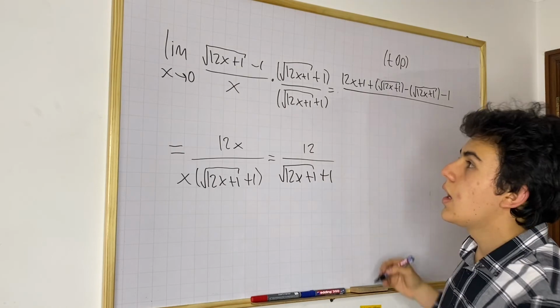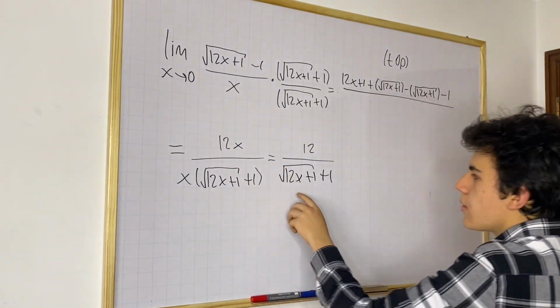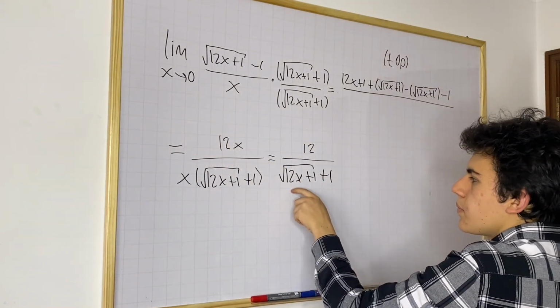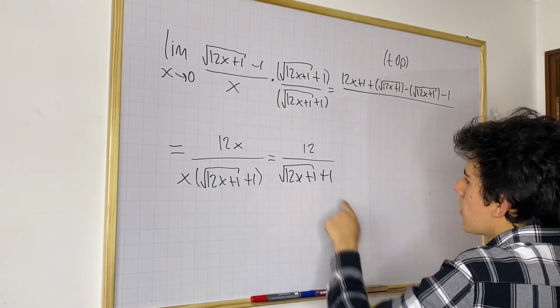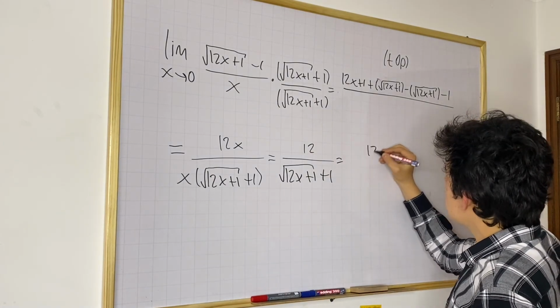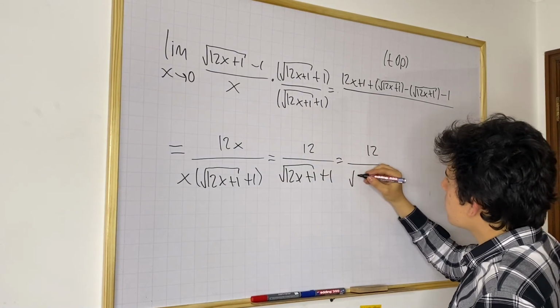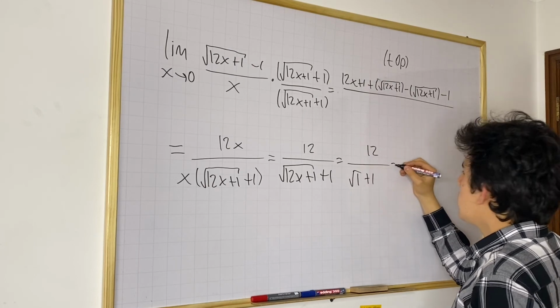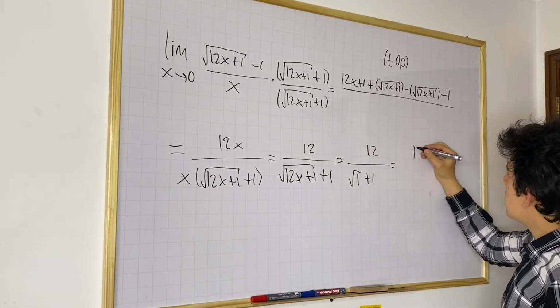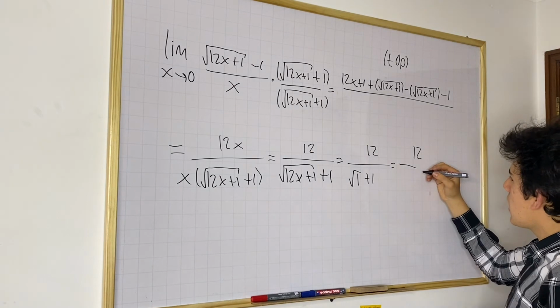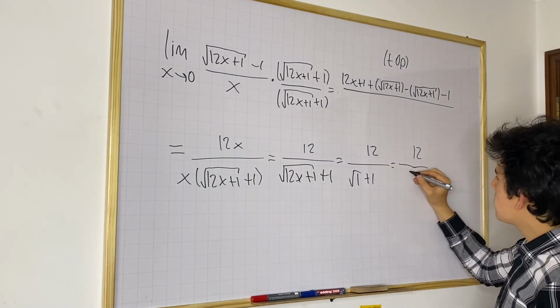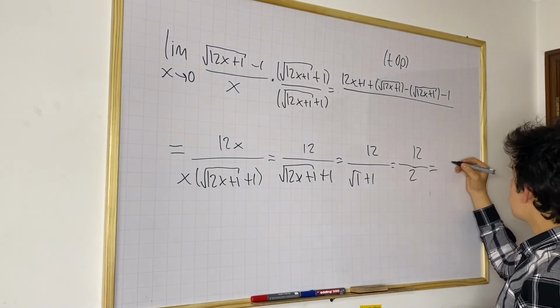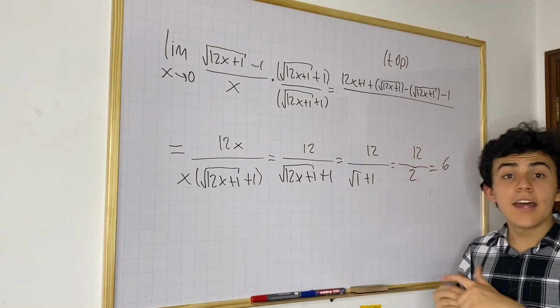plus 1. And now we know x is approaching 0, so this term goes to 0, and we have 12 divided by square root of 1 plus 1. Square root of 1 is simply 1, and this adds up to 2, and we simply get 12 over 2, same thing as 6. And this is our answer.